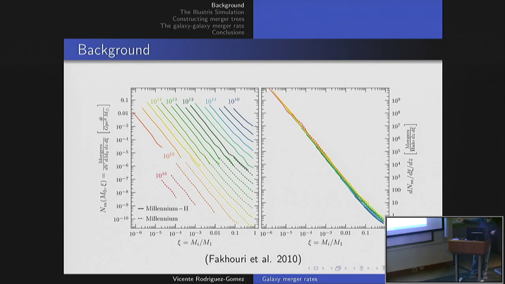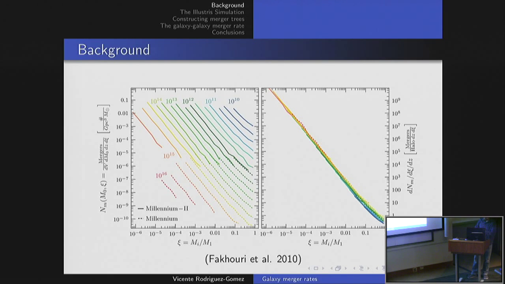As you can see, there are more mergers of less massive systems just because there are many more less massive galaxies in the universe. But what they found in this study is that if they divide this merger rate by the number density of galaxies, then essentially all of these lines overlap on top of each other. So this is the merger rate per halo, and it has a very simple form, a very weak mass dependence. So this is the direction that we want to go in with Illustris when looking at galaxies.